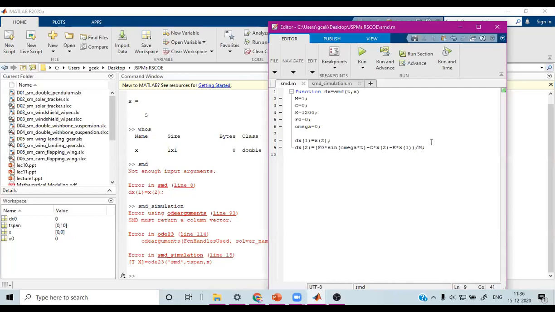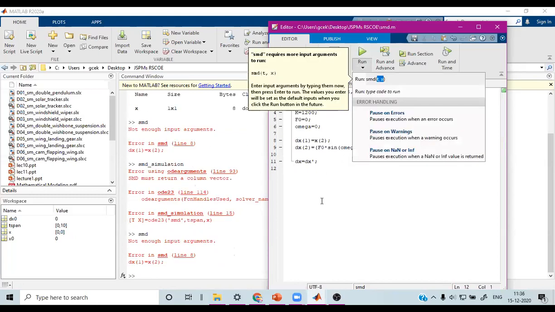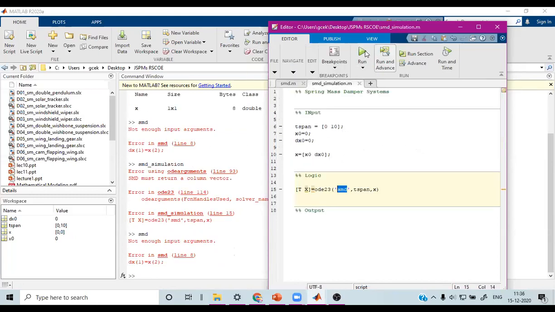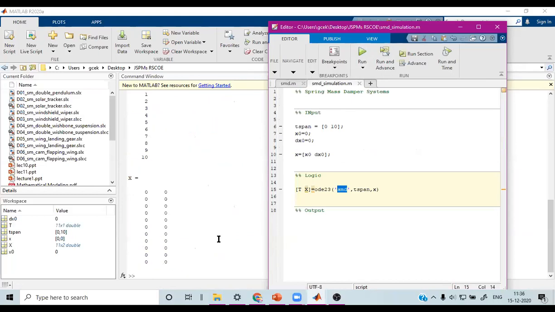Maybe dx is returning a row vector, which is not expected from this. So obviously I will now just do a transpose and I will now save this. So rows and columns will be switched, and that is what it is basically. Good. So now you can simulate, you will get results.